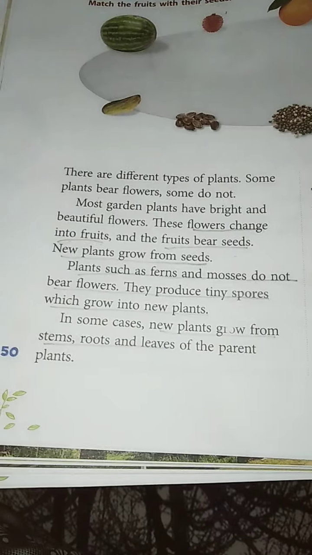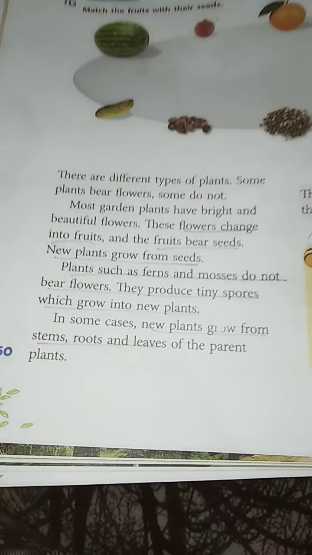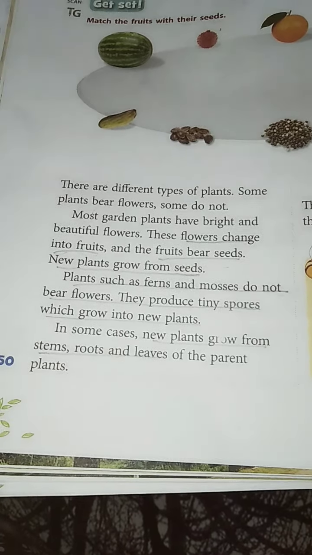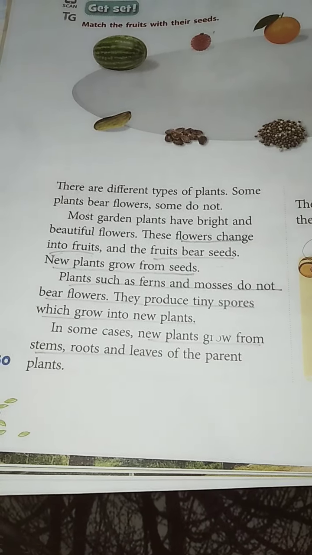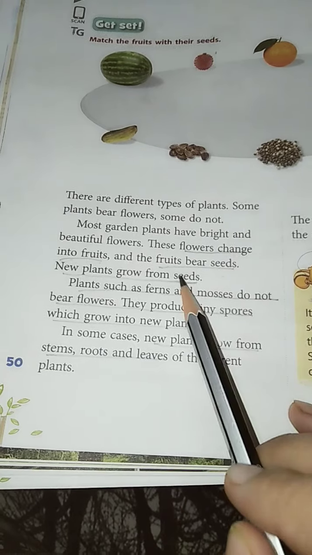And where do these seeds come from? These seeds come from the fruits. We have seeds inside the fruits. And where do we get fruits from? Fruits are grown from flowers. So, in this way, the reproduction takes place.